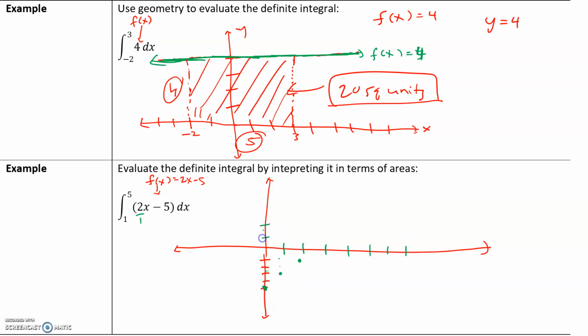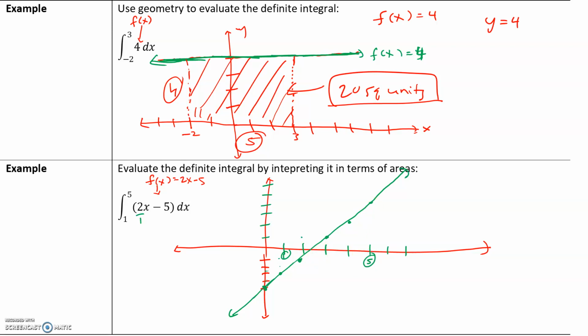Then I'm going to go up 2 and over 1, then up 2 and over 1, and then up 2 and over 1. So this is my line. And the reason I put so many dots is because I know that I have to go from x equals 1 to x equals 5. 1, 2, 3, 4, 5. So I need my line to go at least up to 5.